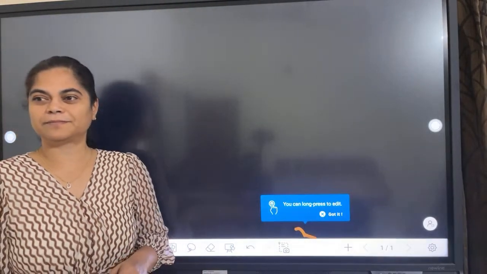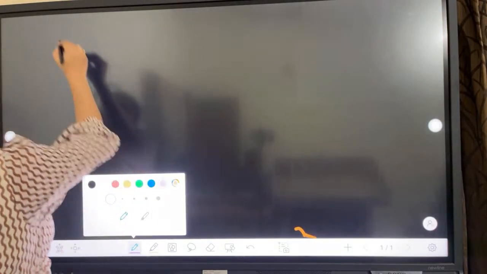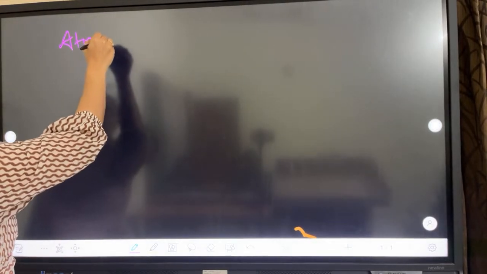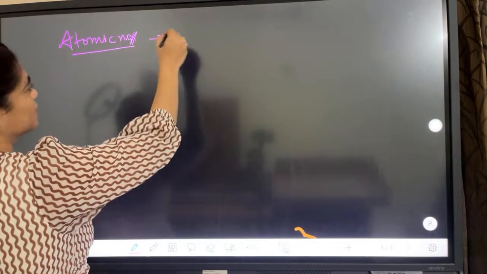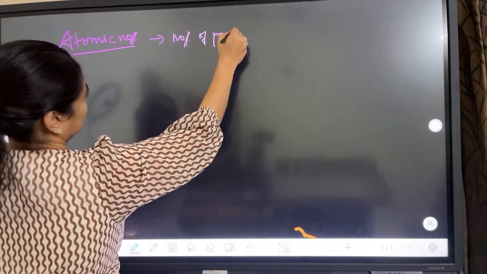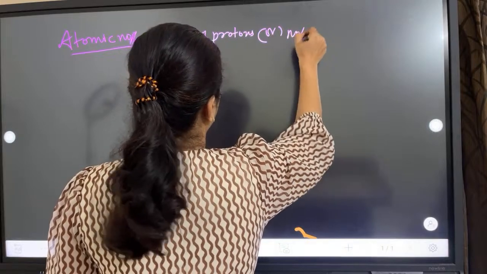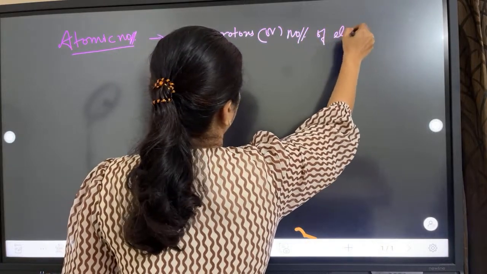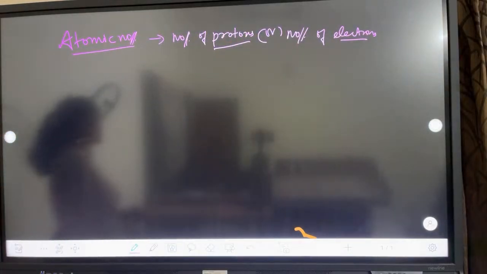What is an atomic number? It is the number of protons or electrons. Is it the number of protons plus neutrons? No, the atomic number is the number of protons alone. Number of protons or number of electrons, why do we call this so? Both are the same number, right?